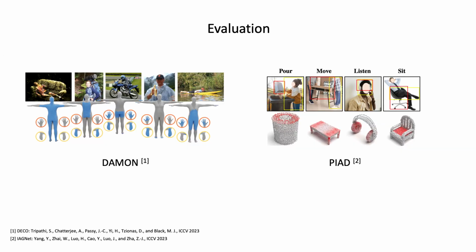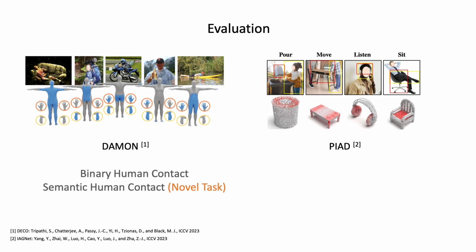We quantitatively evaluate our method for in-the-wild 3D contact prediction on bodies and on objects, using the DAMON and PIAD datasets, respectively. For bodies, we evaluate both for the traditional binary contact estimation and for our new task of semantic contact estimation. For all tasks, we find that InteractVLM outperforms the prior work. For more details, please refer to the main paper.